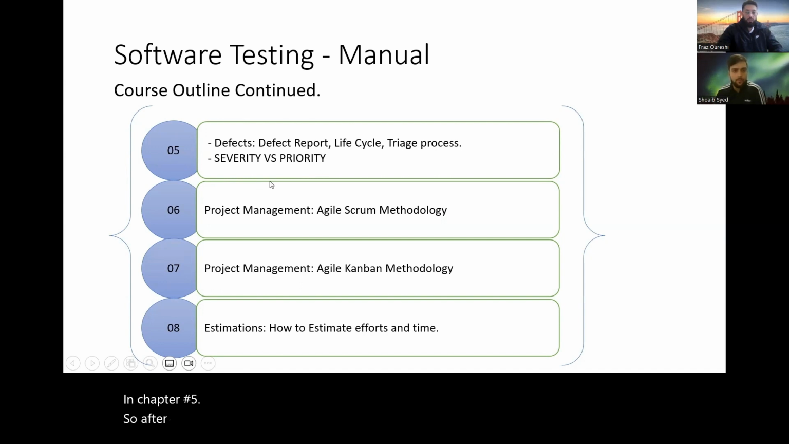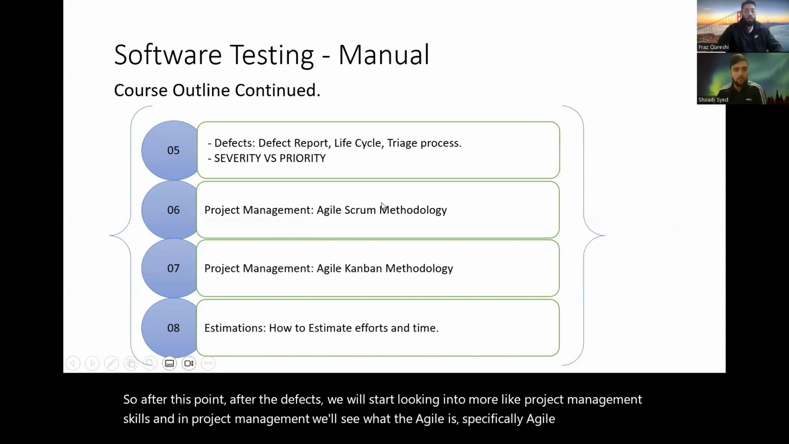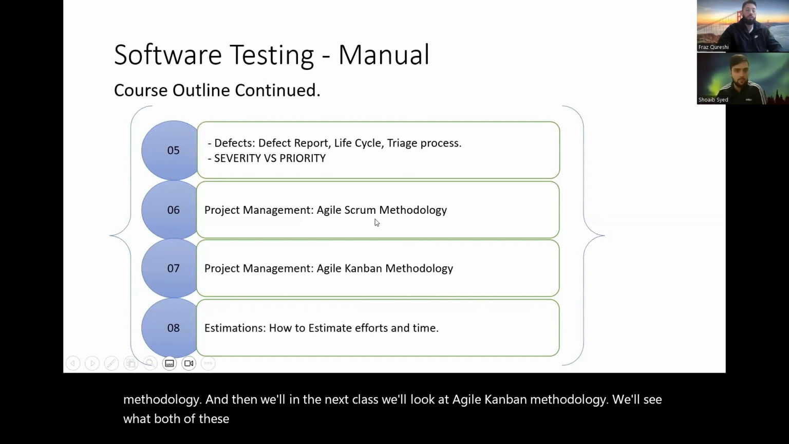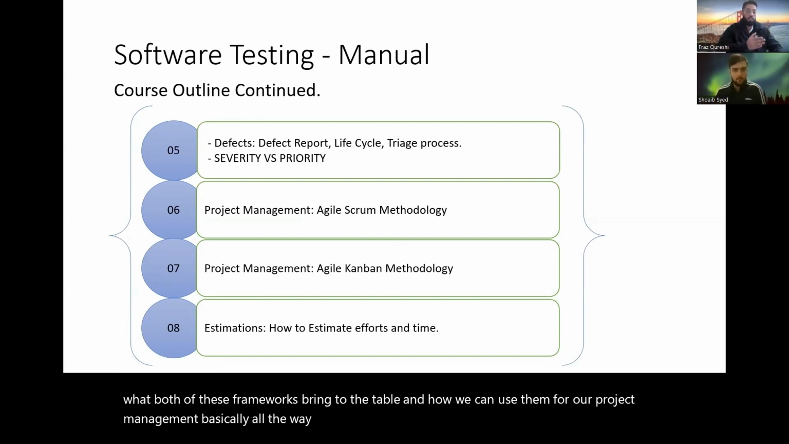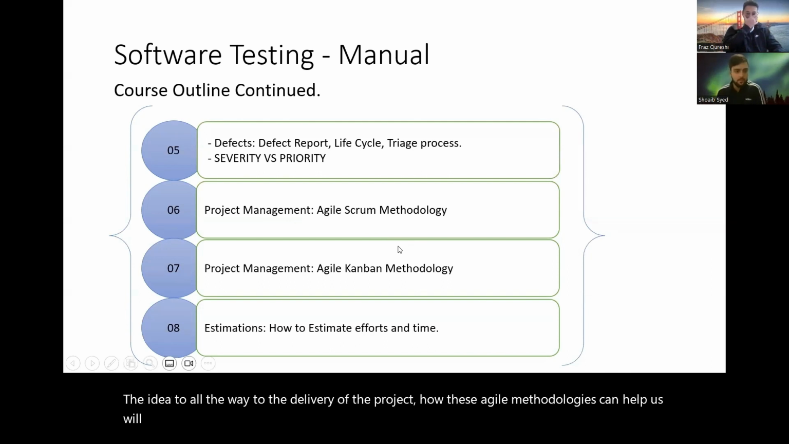So after this point, after the defects, we will start looking into more project management skills. And in project management, we'll see what Agile is, specifically the Agile Scrum methodology. And then in the next class, we'll look at the Agile Kanban methodology. We'll see what both of these frameworks bring to the table and how we can use them for our project management, basically all the way from the idea to the delivery of the project. How these agile methodologies can help us, we'll have a look at them.